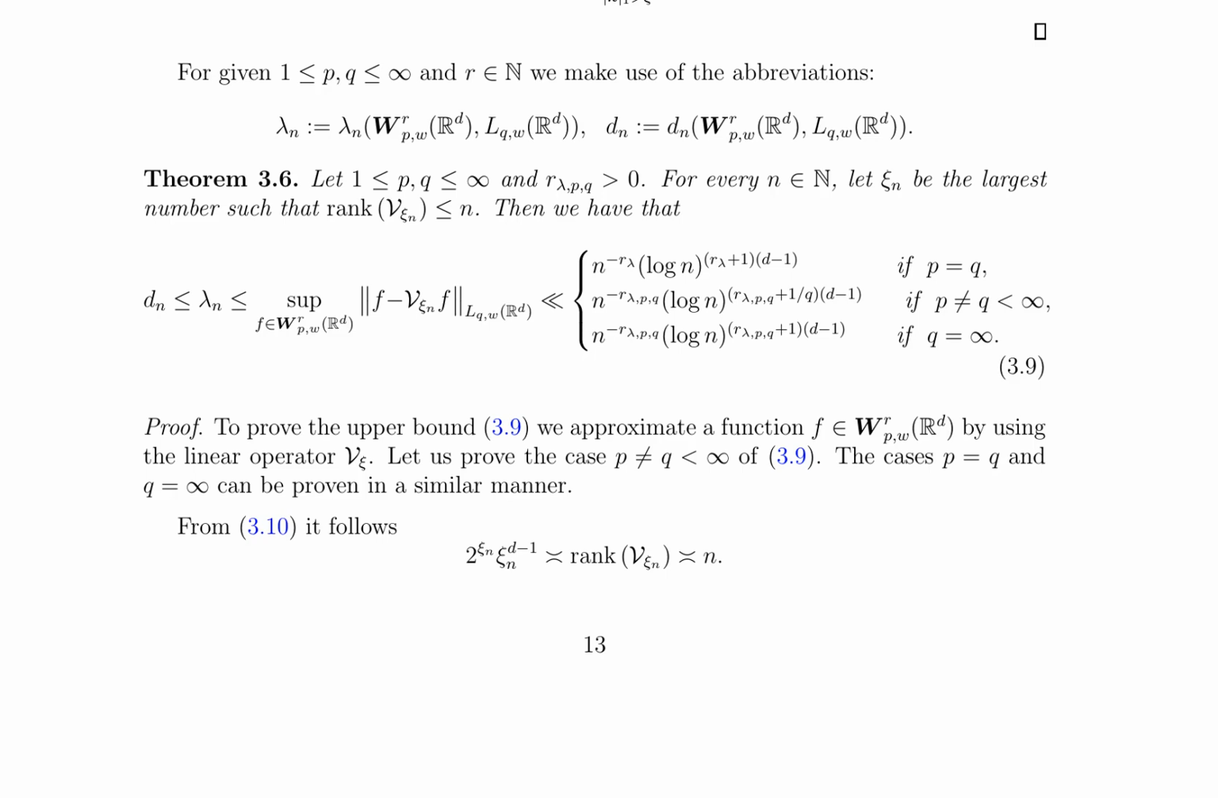The authors investigate the right convergence rate of λ_n and d_n, where λ_n and d_n are the n-widths of the weighted Sobolev space W^r_2,w,ρ embedded in L_2,w,ρ.